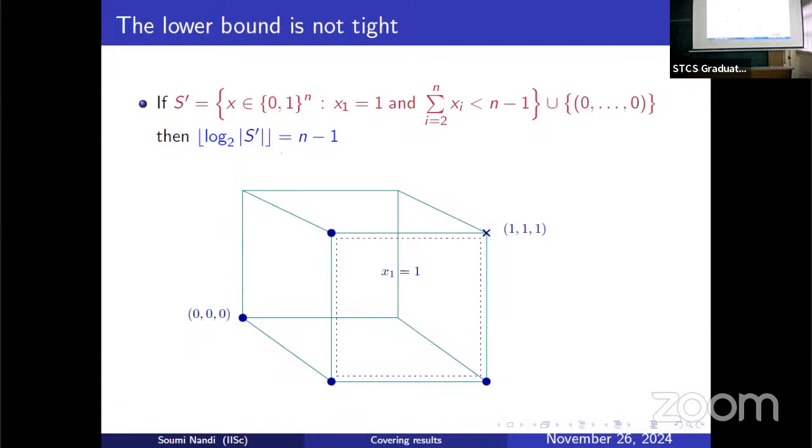I'm not saying that the lower bound on the number of covering hyperplanes is trivial, not one. It's not 1. So the derived lower bound is not tight. But how not tight is it? Is it n minus 1 versus n? That's not clear.